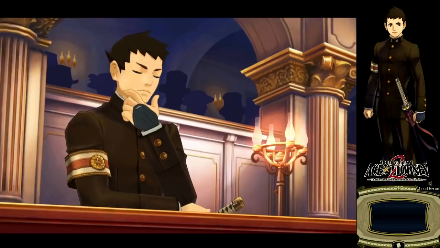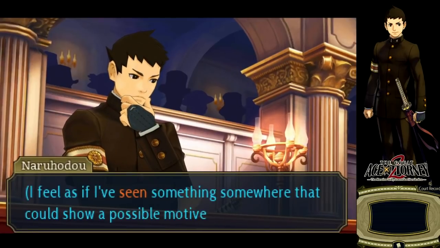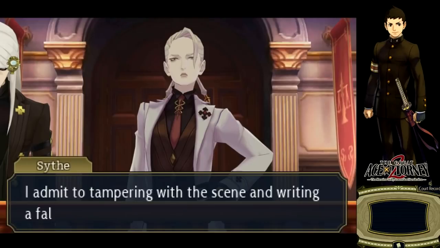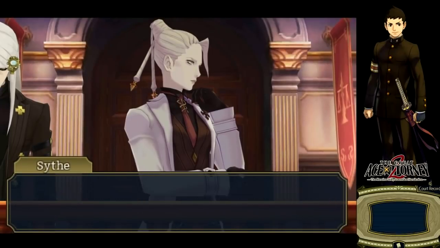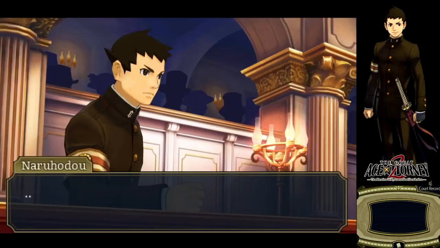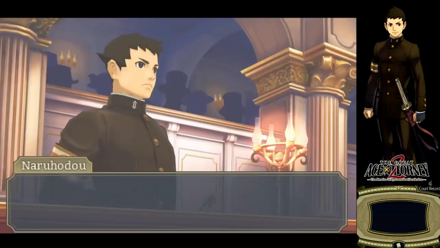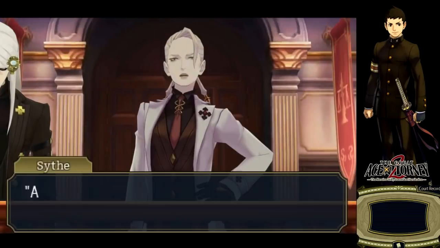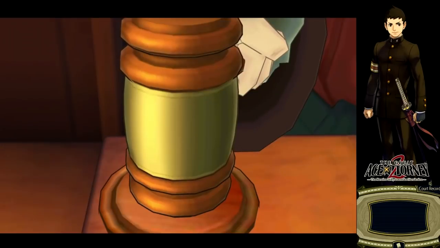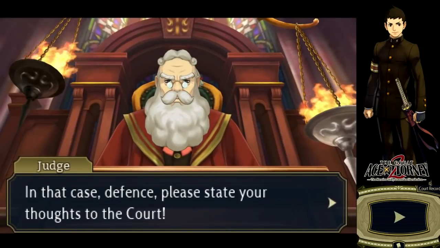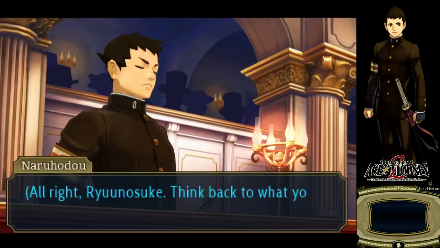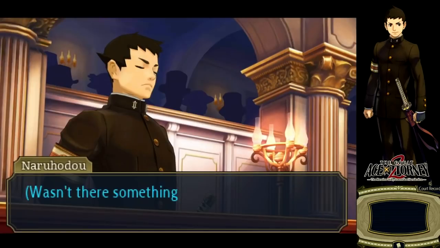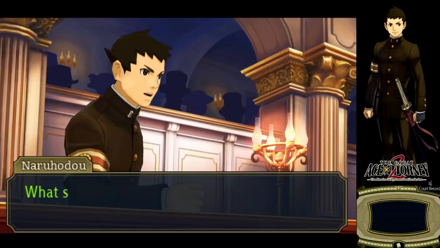Indeed, it's rather hard to believe. True, it's hard to see any motive at first glance. Something just keeps nagging at me. I feel as if I've seen something somewhere that could show a possible motive. I admit to tampering with the scene and writing a false autopsy report, but I would never just kill someone, let alone for no reason. Well, when I thought about why you might want Mr. Minigan dead, I suddenly remembered a certain something. A certain something. Oh boy. In that case, defense, please state your thoughts to the court. Oh. Slappy time? Alright, Inosuke. Think back to what you saw yesterday. No slap. Wasn't there something unusual? He's confident. You don't need the slap.